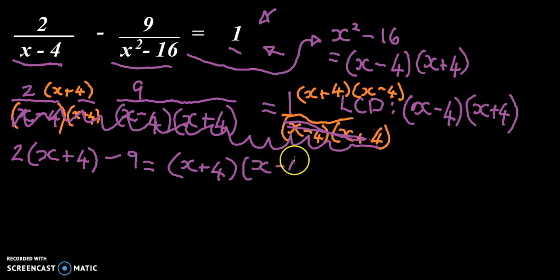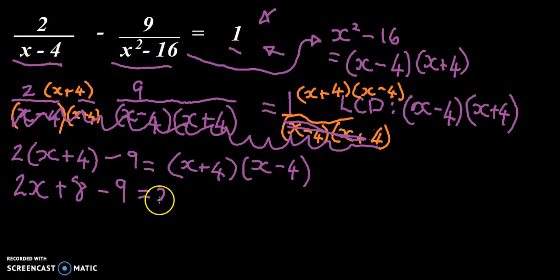Okay, and it was x minus 4. So this is going to be 2x plus 8 minus 9. And it's going to be x squared, and we know it's going to be minus 16. We could do the whole thing, but what we'd find is x times minus 4 is minus 4x, and 4 times x is going to be plus 4x, so they would cancel out.